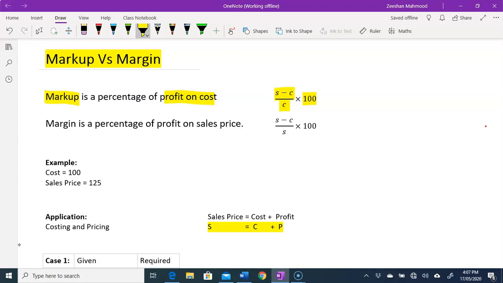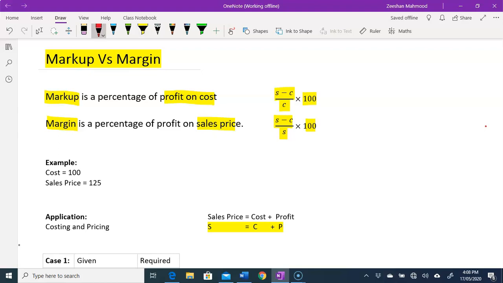Whereas margin is the percentage of profit on sales price. So if you again look at the formula, if I subtract cost from the sales, I get the profit, and if I divide profit by sales and multiply by 100, I get the margin percentage. So that's the basic concept. Markup and margin are two different expressions of the profit percentages. Markup is the percentage of profit on cost, whereas margin is the percentage of profit on sales price.